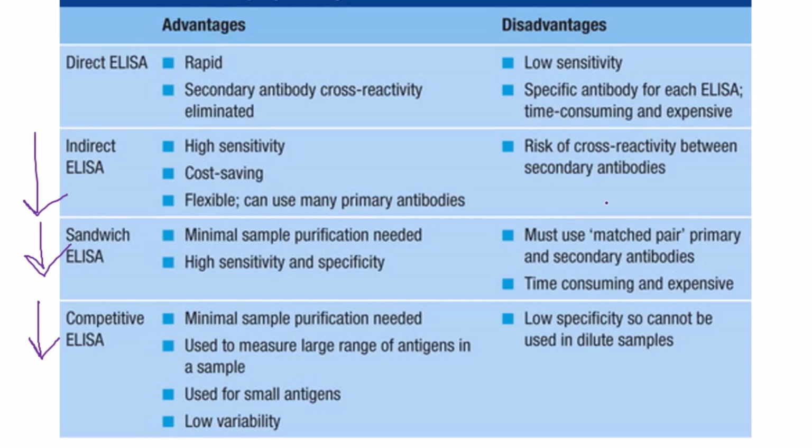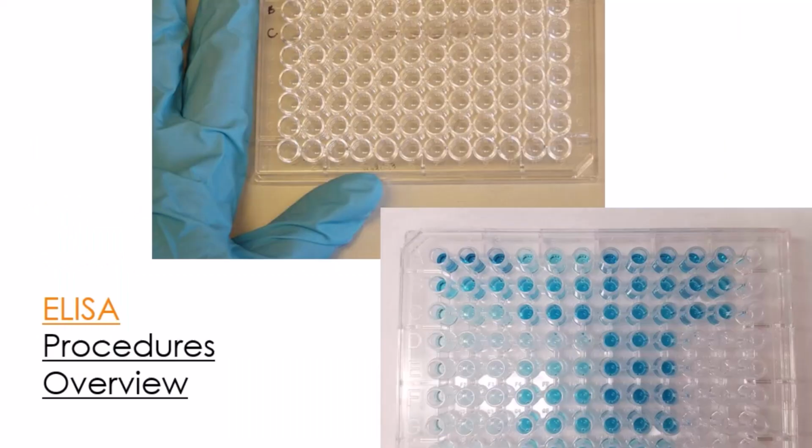And then, of course, indirect, sandwich and competitive have an issue of cross-reactivity between secondary antibodies. And another important advantage of direct, of course, is that it's very fast. And because we don't use secondary antibodies, there is less cross-reactivity.